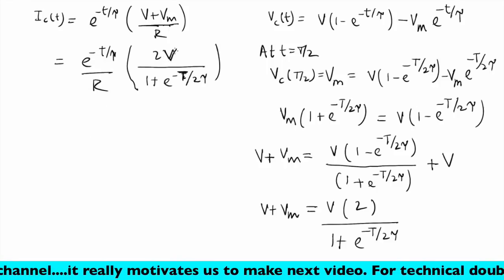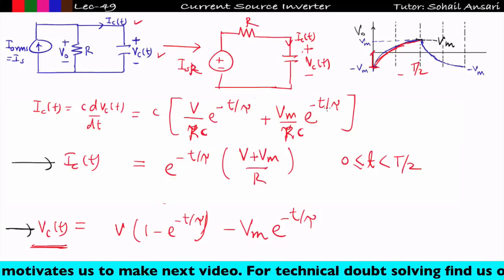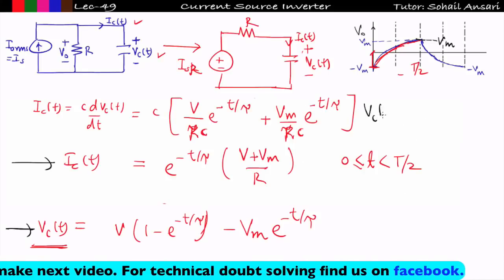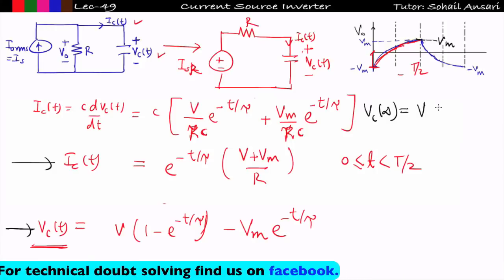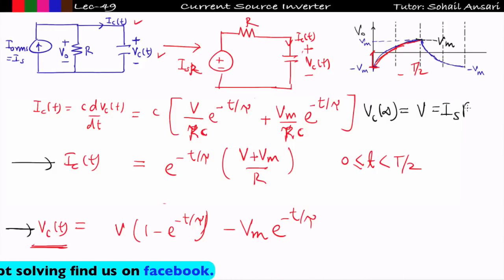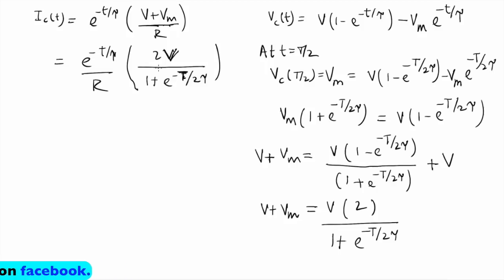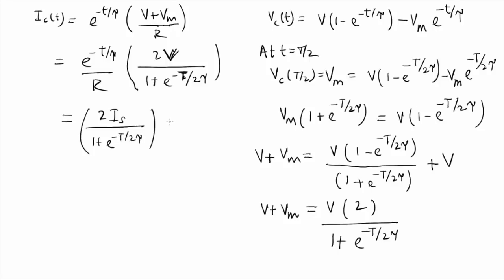Now this V, I already told you this V is nothing but, see here, this V is nothing but Vc of infinity. Vc of infinity, I assume that V is equal to that, and that is given as Is into R. So I can replace this V is equal to Is into R. So R will get cancelled out, and finally you will get 2 times Is upon 1 plus e to the power minus T upon 2 tau into e to the power minus t upon tau. So this is my final current equation from 0 to T by 2.